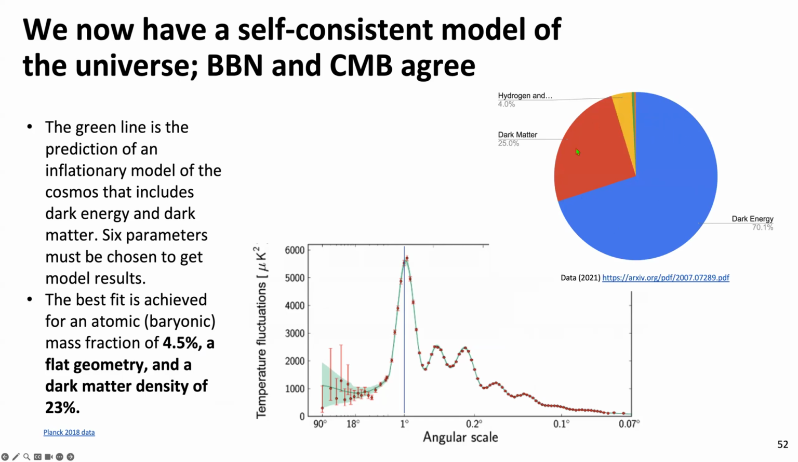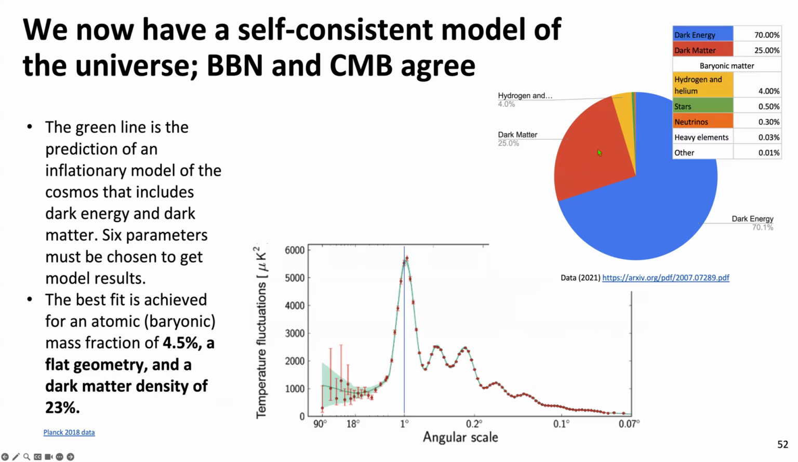If you don't use this pie chart, I'll show you in a minute, you can't get this fit for these many, many data points. And look how well they fit. And what do we have here? We have 70% dark energy, 25% dark matter. We don't know what it is.